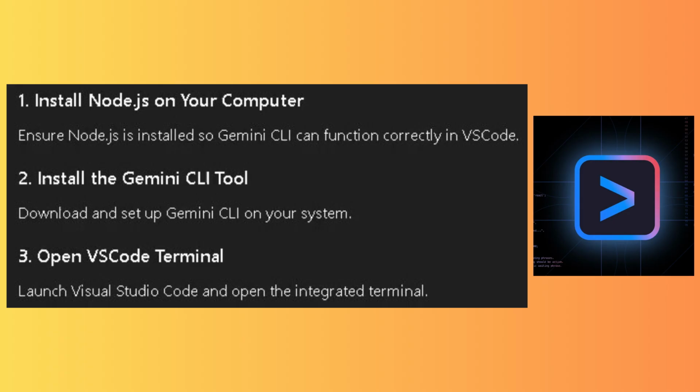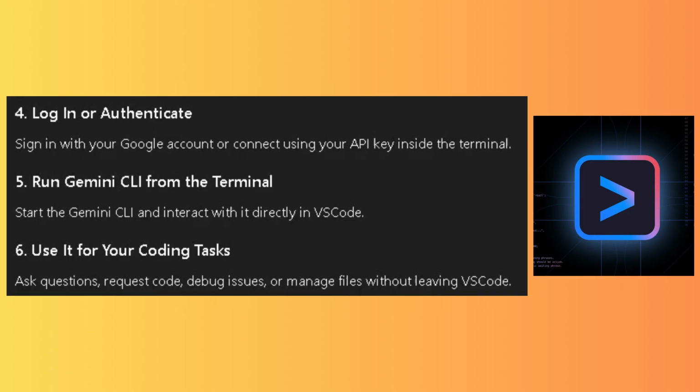Open the VS Code terminal. Launch Visual Studio Code and open the integrated terminal. Log in or authenticate. Sign in with your Google account or connect using an API key inside the terminal. Run Gemini CLI from the terminal. Start Gemini and interact with it directly in VS Code.